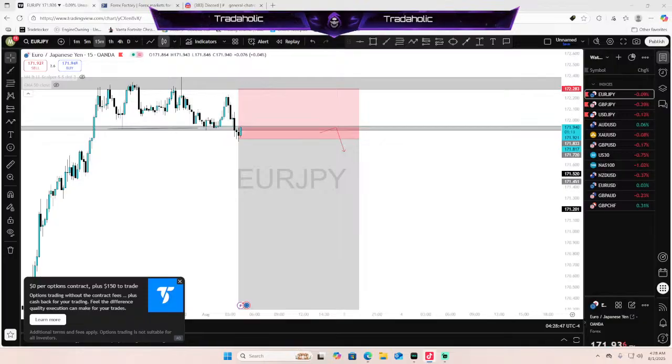So to put that in perspective, I look at the daily time frame, see if we're making new highs or new lows. Look at the 4 hour time frame, see if we're making new highs or new lows. Go to the 1 hour time frame, see if we're making new highs or new lows. I at least need the 4 hour and the 1 hour time frame to be doing the same thing.